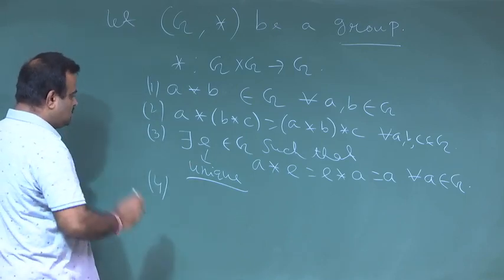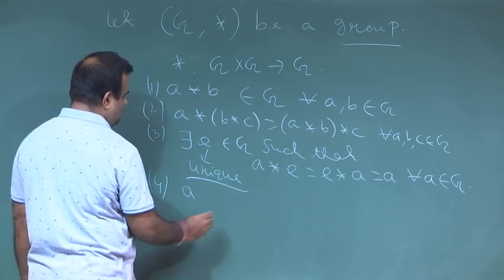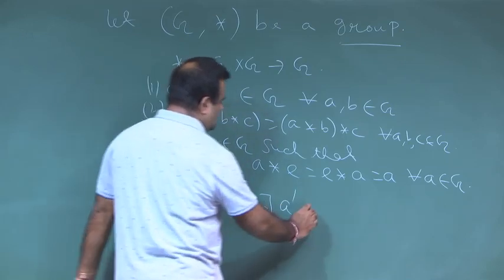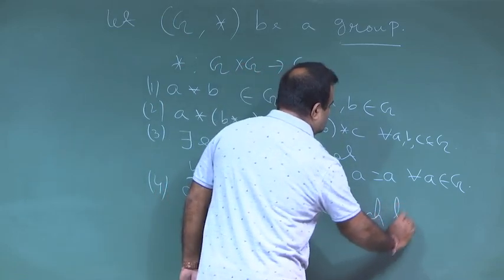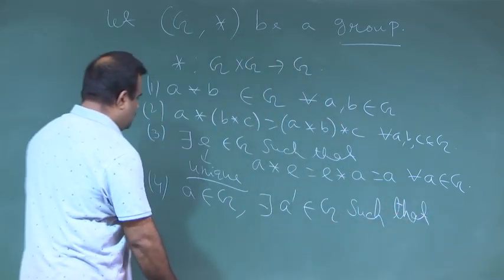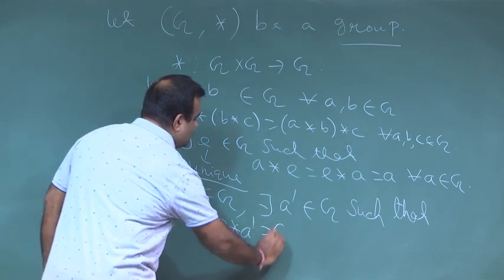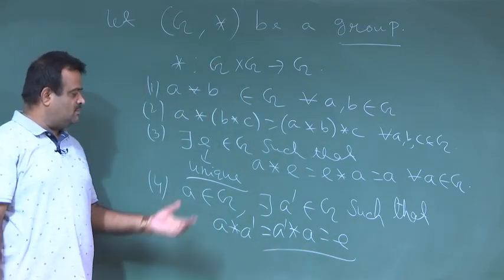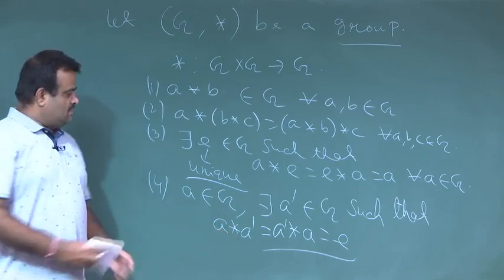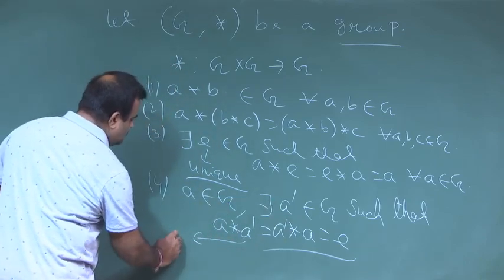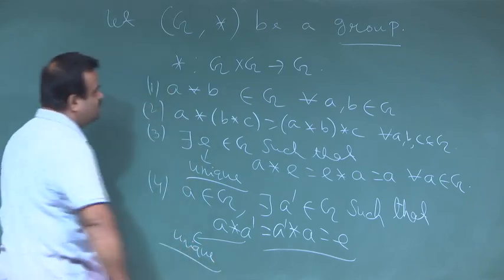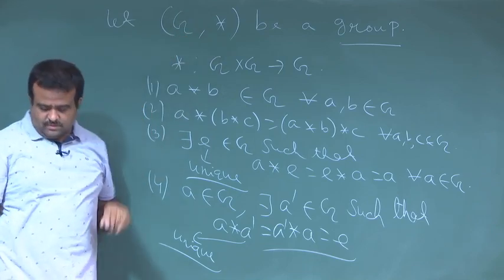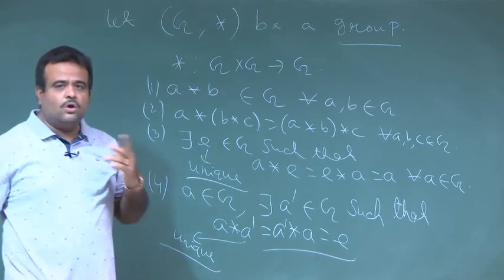Now, the inverse is basically, for a given A belongs to G, there exists a B which we denote by A prime such that if we operate A with A prime in both ways, we get E. So, right inverse and left inverse are the same. That is the inverse, and this is also unique. Now, if these 4 properties are satisfied, then we say this algebraic structure G along with this binary operator forms a group.